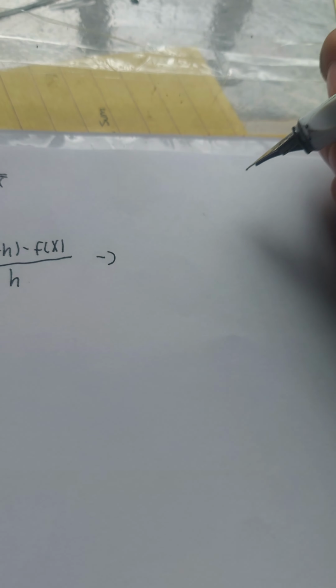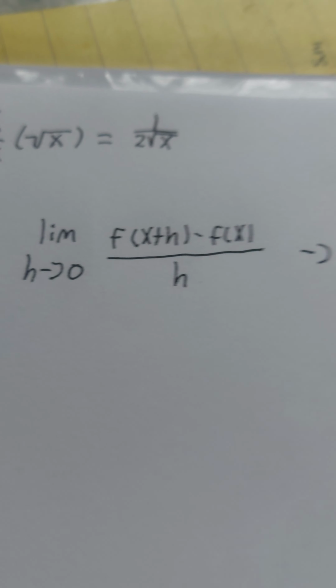So let's go ahead and substitute this. We have f of x is the square root of x. Since it tells us f of x plus h, we're going to replace that with the square root of x plus h, and then minus our original function, which is the square root of x. Let's put that, and then all over h.